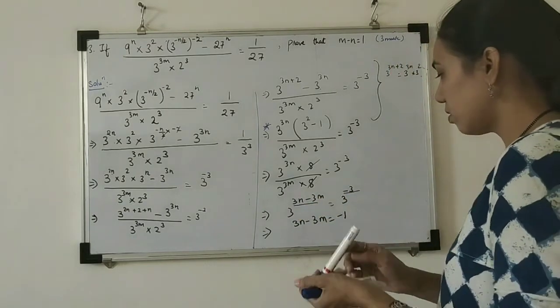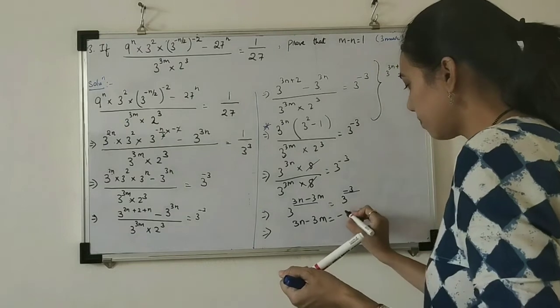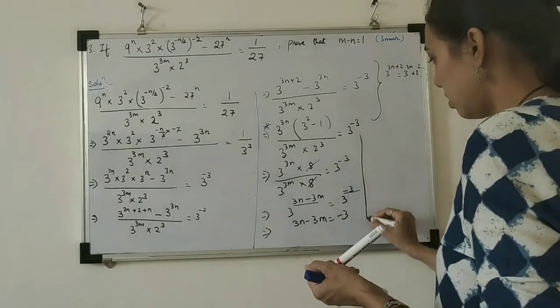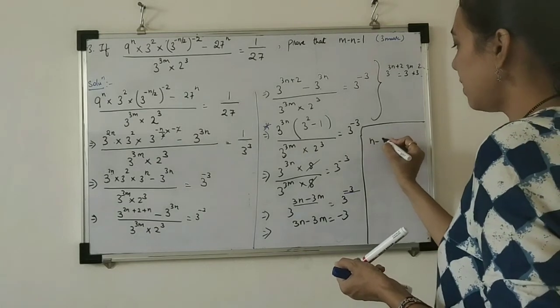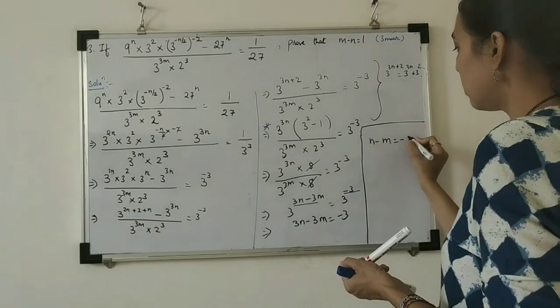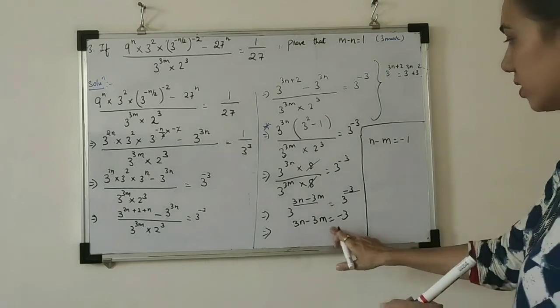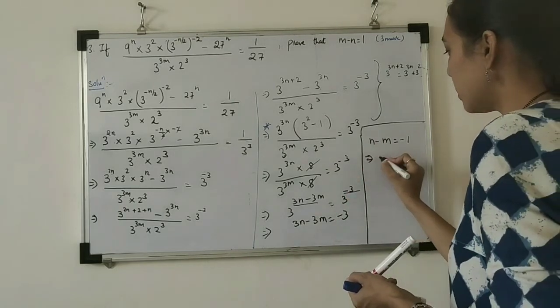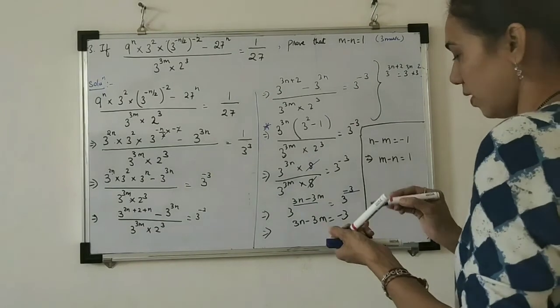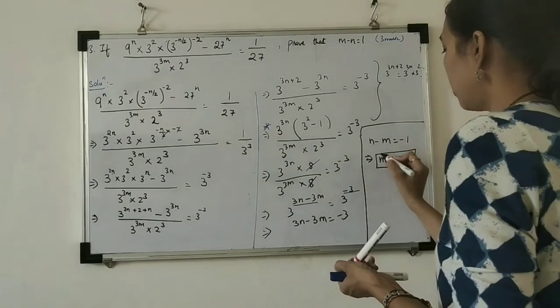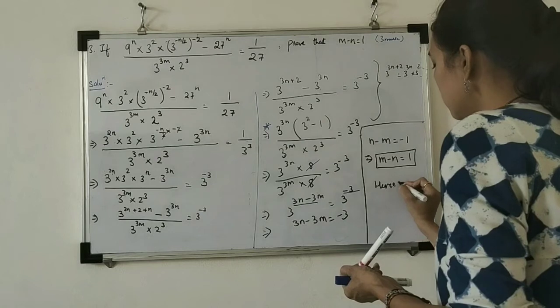Now, so this is minus 3. Remaining part I am writing here. It means n minus m is equal to minus 1 if I divide throughout by 3, which implies m minus n is equal to 1. And you can write down, hence proved.